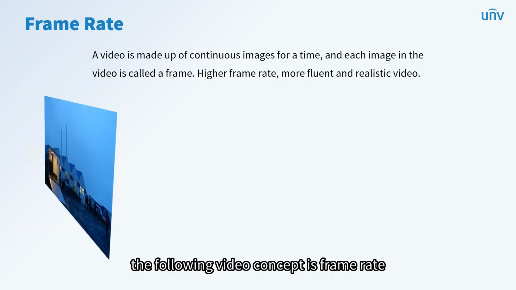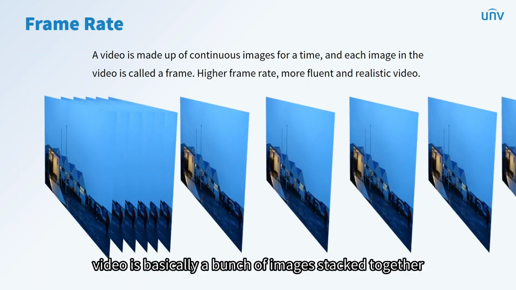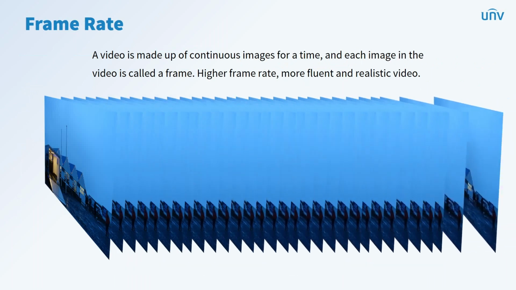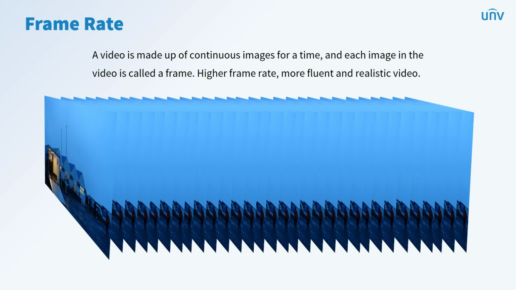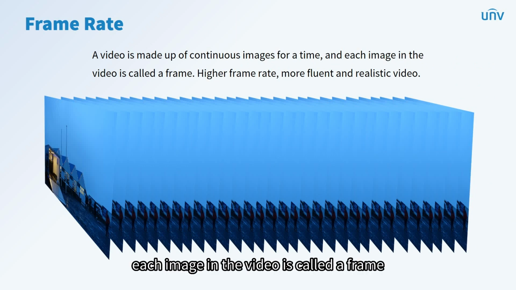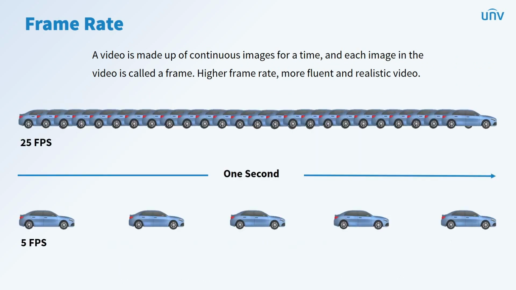The following video concept is frame rate. As mentioned before, video is basically a bunch of images stacked together. For a human visual system, when a series of images are played in a short time, they will be seen as motion. Each image in the video is called a frame. Frame rate is the quantity of frames per second, measured by FPS. For example, in 1 second, 25 FPS video contains 25 frames, while 5 FPS video only contains 5.